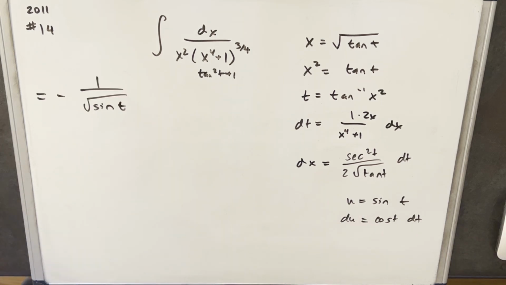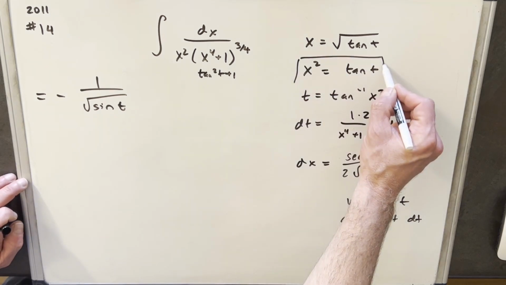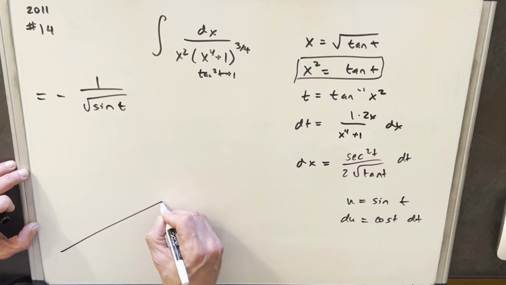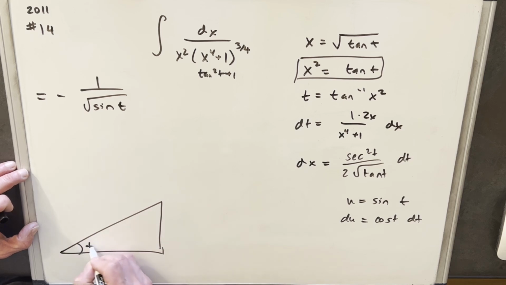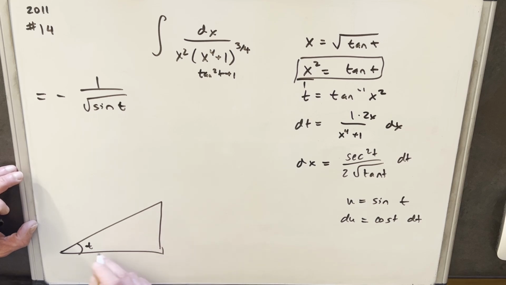Okay, and at this point we're almost done. We just need to get it back into x. We have it in t. And so in order to get this back into x, what I can do is draw my triangle, because we'll work with this expression right here. So drawing a right triangle, we're going to have our angle t, and then this can be looked at as like x squared over 1. So we'll have opposite over adjacent, x squared over 1.